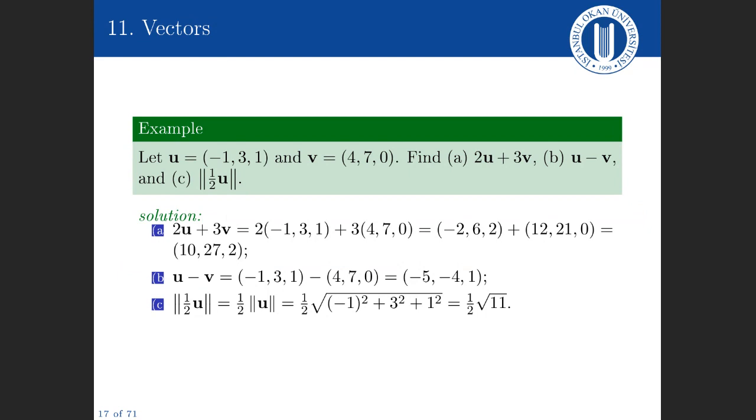Part B, I'll leave for you to check when you rewatch this or read the lecture notes. Let's move on to C. The norm of a half u. There's two different ways to calculate this. We could calculate a half u first, and then we could calculate the norm of the vector. Or we could use the method which I'm using here. We could remember that the norm of a half u is the same as a half multiplied by the norm of u, because a half is a positive number. We can calculate that the norm of u is the square root of 11, so the norm of a half u is a half square root of 11.